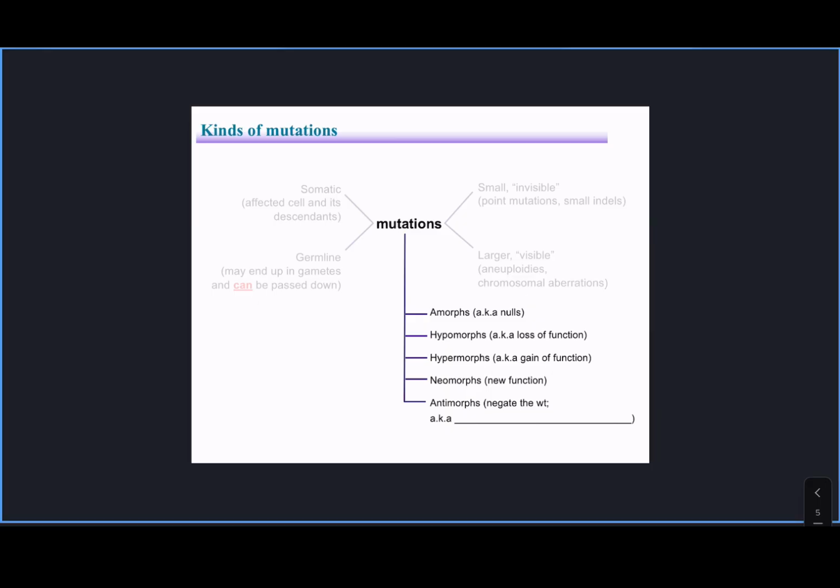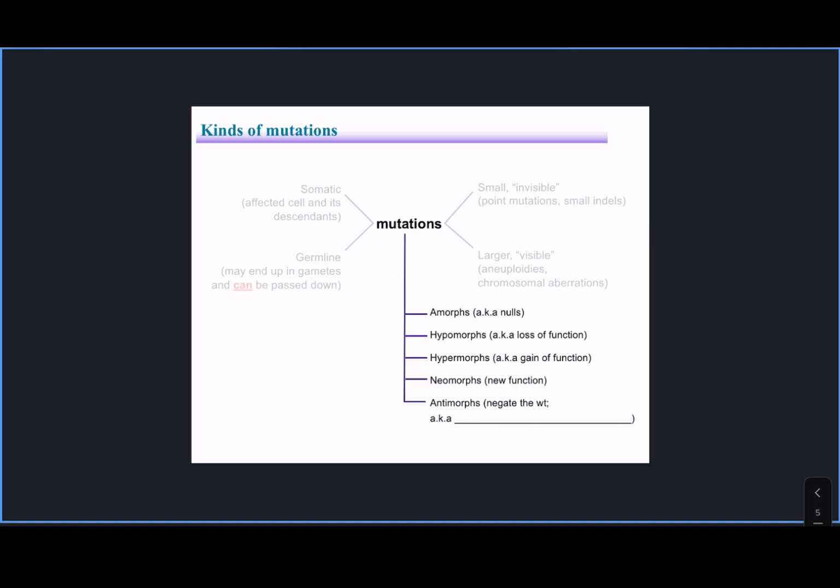There are hypomorphs. These are mutations that cause the function to be lost, but partially. So there is a loss of function, but it's not complete. There are hypermorphs. These are gain of function mutations. We heard some of this nomenclature before. These are mutations that somehow enhance the function that was normally provided by that gene. Neomorphs, something completely new. So there's a new function. These are genes that are now doing something that they didn't do before.